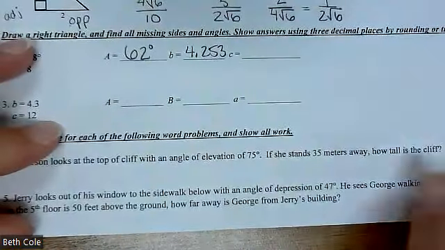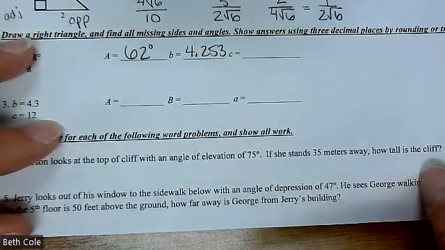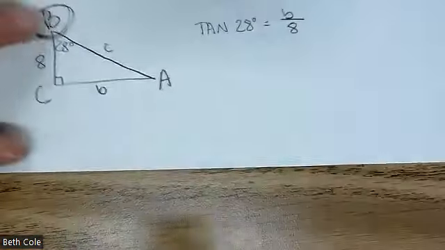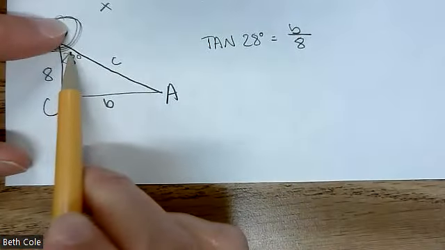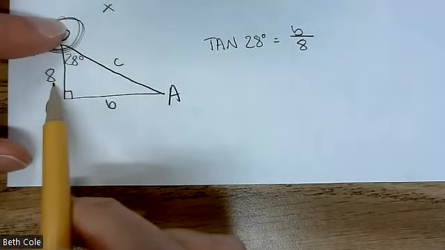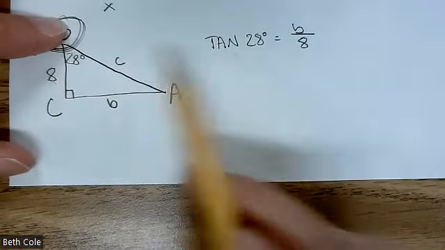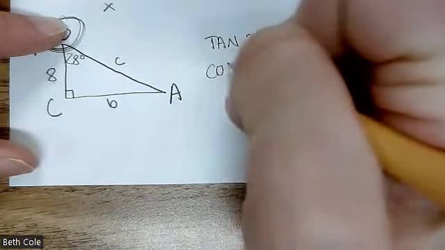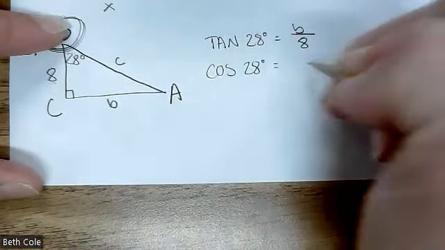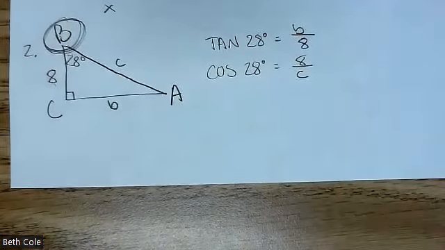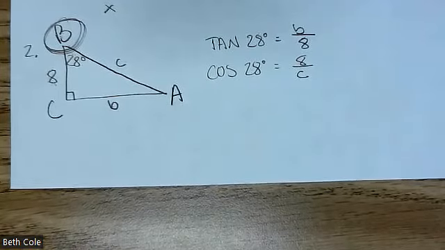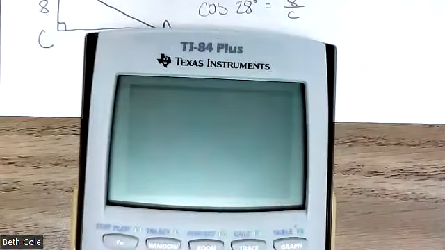All right, and then the last one is baby C. So again, this is your point of view. 8 is adjacent. C is hypotenuse. So do we want sine, cosine, or tangent? Cosine. Cosine of 28 equals 8 over baby C. So when what you're looking for is in the denominator, you have to divide.